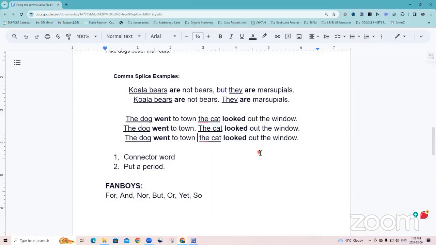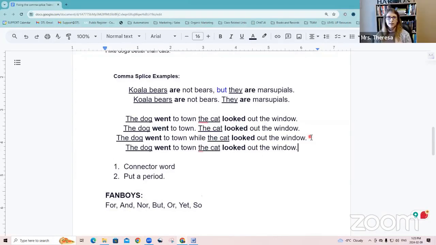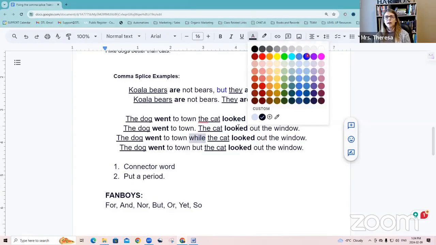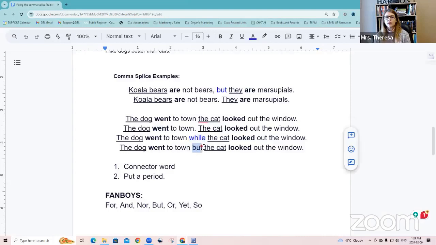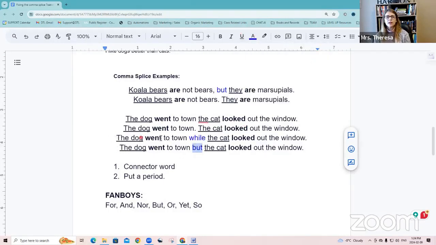While. Yeah, that's right. And we could say but. All right, so we'll do it again. The dog went to town, but the cat looked out the window. So here we have a connector word. We're going to make it blue. And here we have a connector word. I'll make that one blue. So this sentence here with the while, while is our connector word.